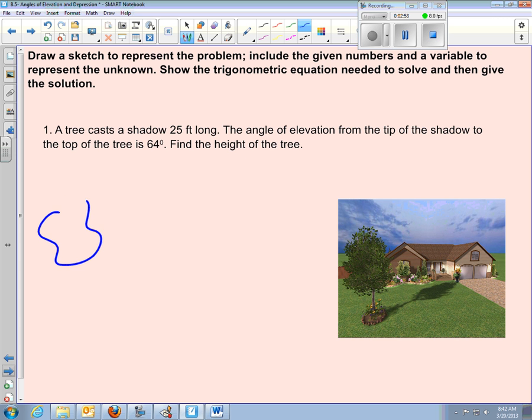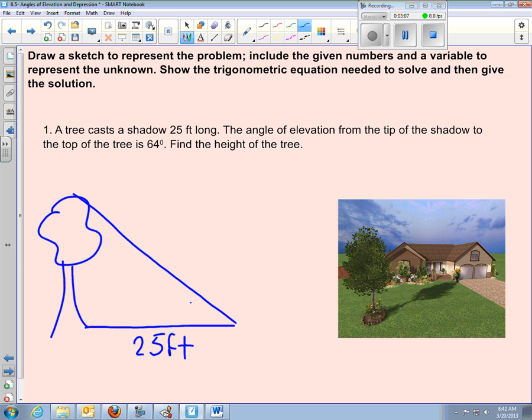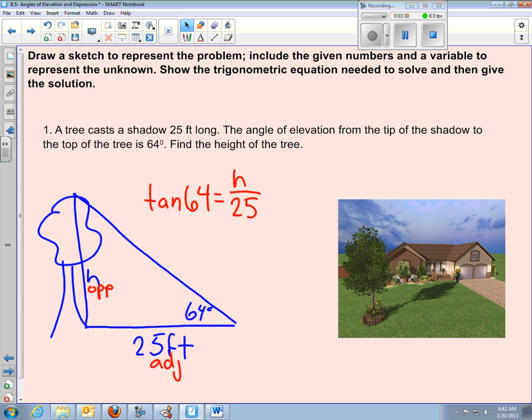So we have a tree, and it casts a shadow that's 25 feet long, and the angle of elevation to the top of the tree is 64 degrees. Find the height of the tree. All right, so if we look here, we are going to notice that we have our opposite and our adjacent. And with opposite and adjacent, we are going to be using tangent. So we have the tangent of 64 equals our opposite over our adjacent. All right, we want h by itself, so we need to multiply by 25 on both sides. So h is going to be 25 times the tangent of 64.